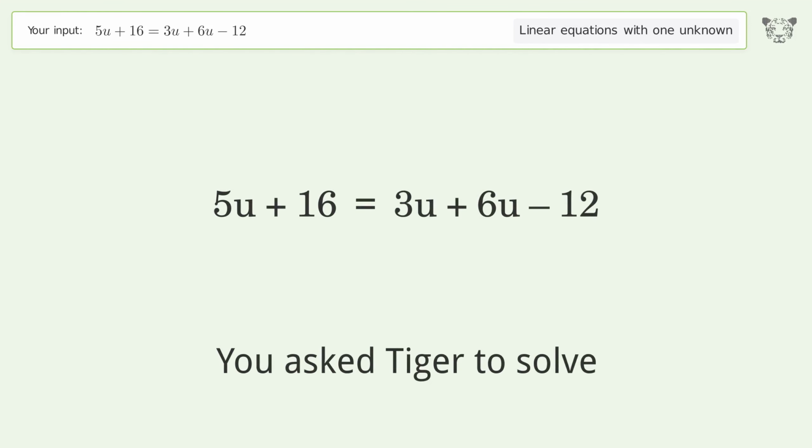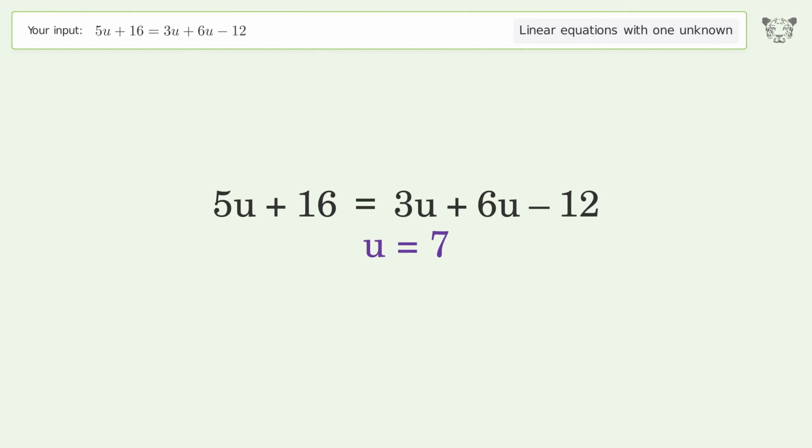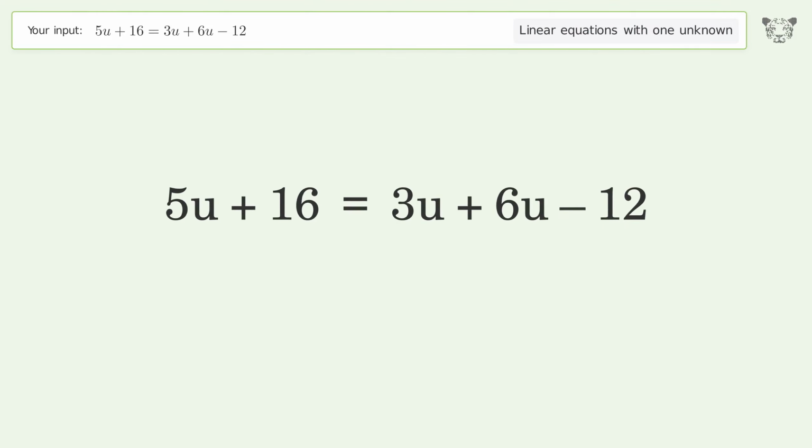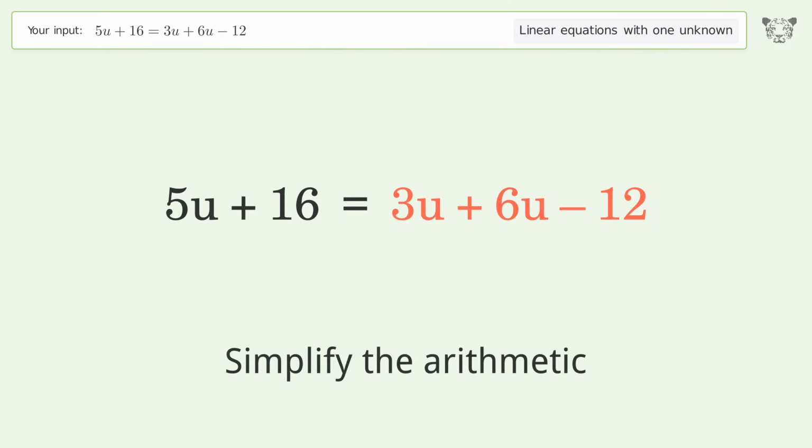You ask Tiger to solve. This deals with linear equations with one unknown. The final result is u equals 7. Let's solve it step by step. Simplify the expression. Simplify the arithmetic.